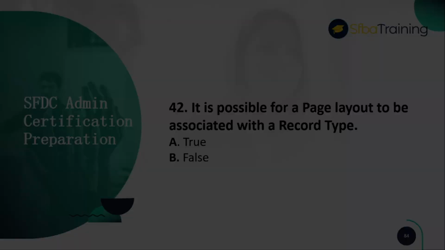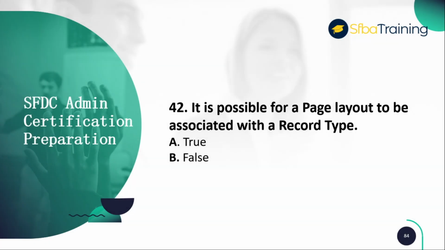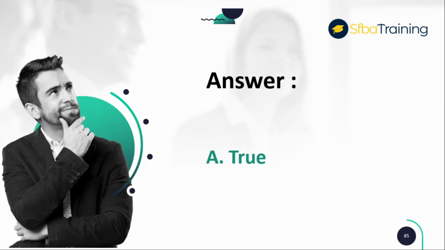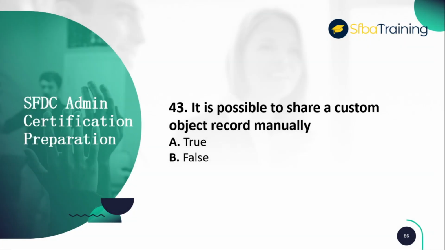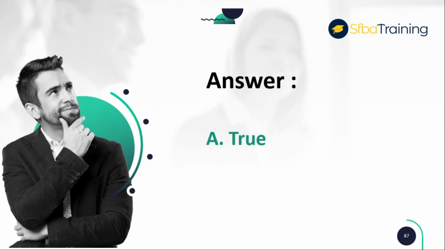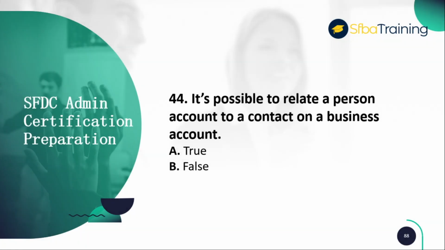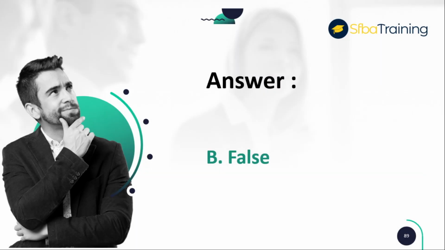False. Number 42. It is possible for a page layout to be associated with a record type. A. True. B. False. The answer is A. True. Number 43. It is possible to share a custom object record manually. A. True. B. False. The answer is A. True. Number 44. It's possible to relate a person account to a contact on a business account. A. True. B. False. The answer is B.